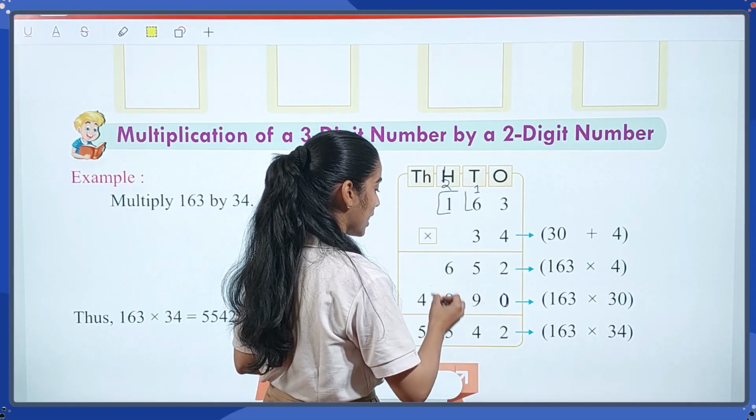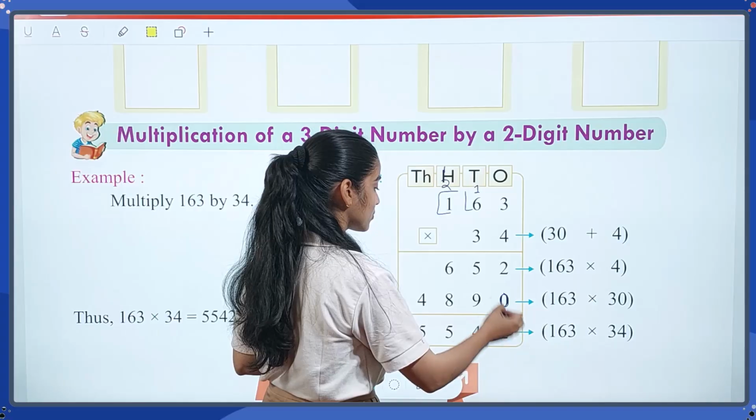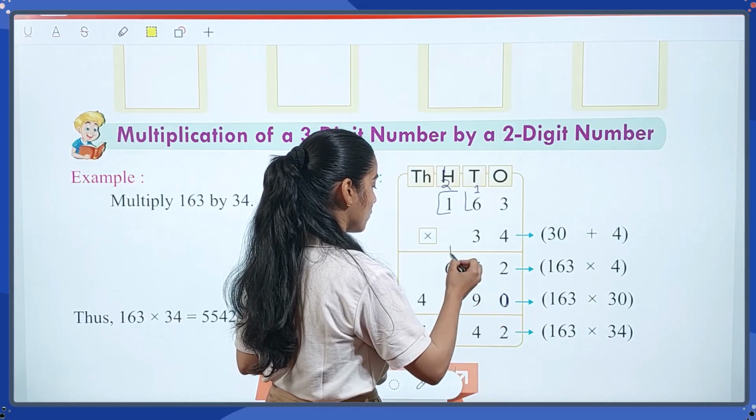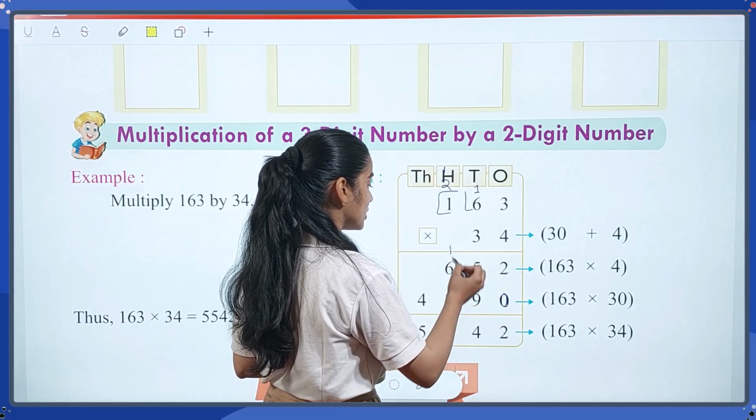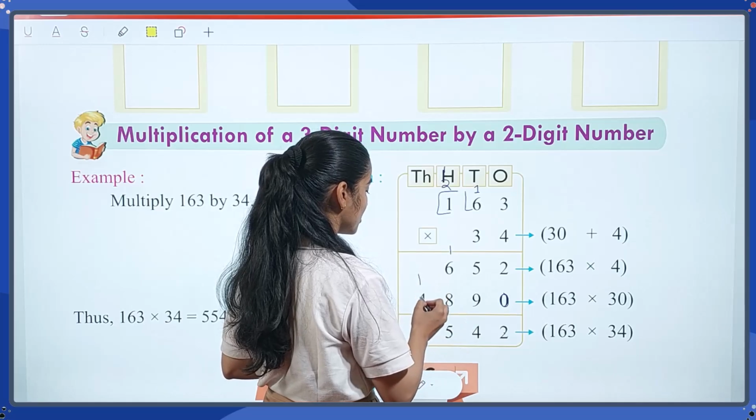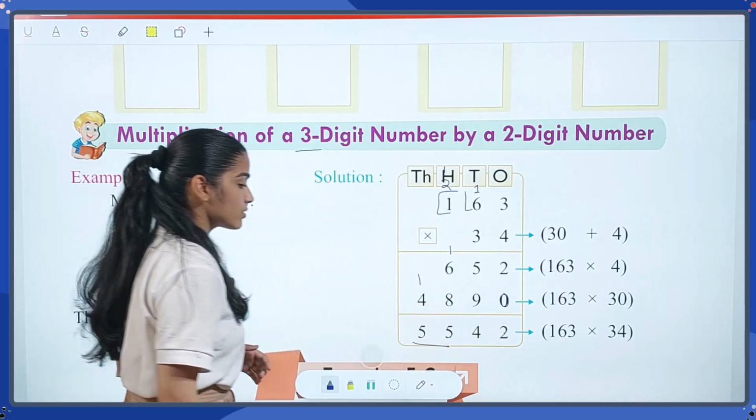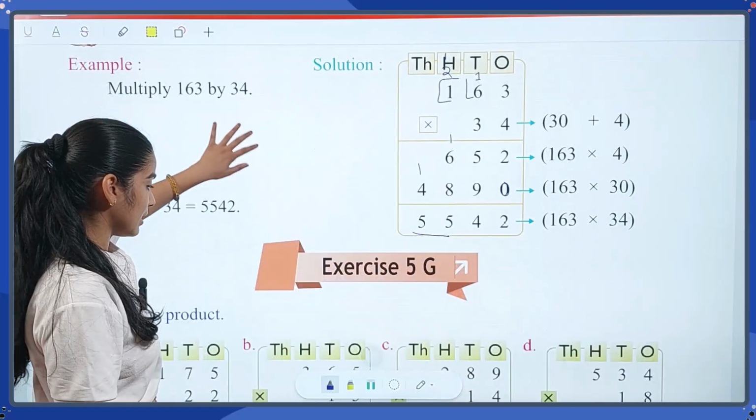Now you have to add these numbers together. 2 plus 0 is 2. 5 plus 9 is 14. 1 is there. 6 plus 8, 14. 14 plus 1, 15. 1 is there. 1 plus 4 is 5. So 5542 is your final answer.